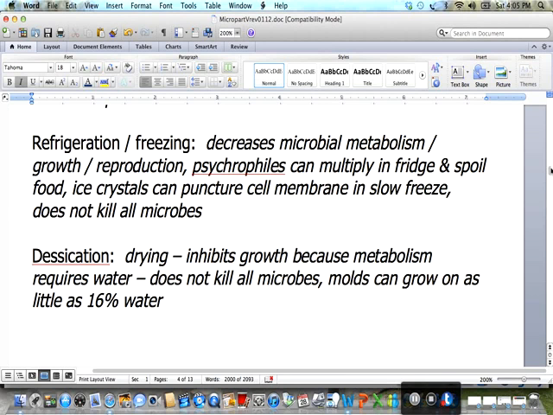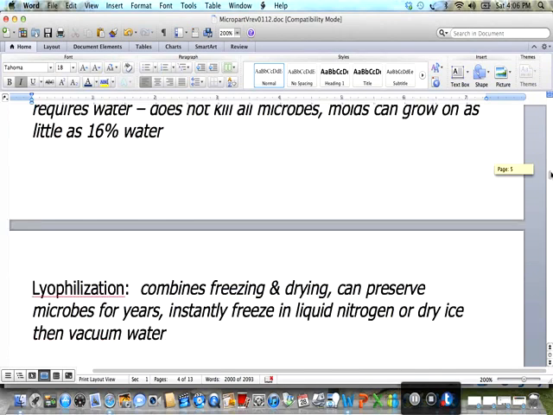Desiccation or drying inhibits growth because metabolism requires water. This does not kill all microbes, and molds can grow on as little as 16% water.